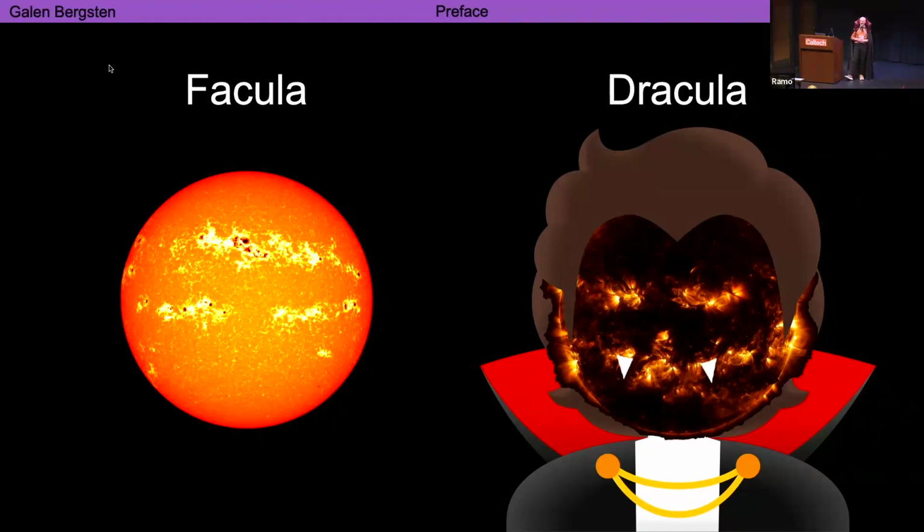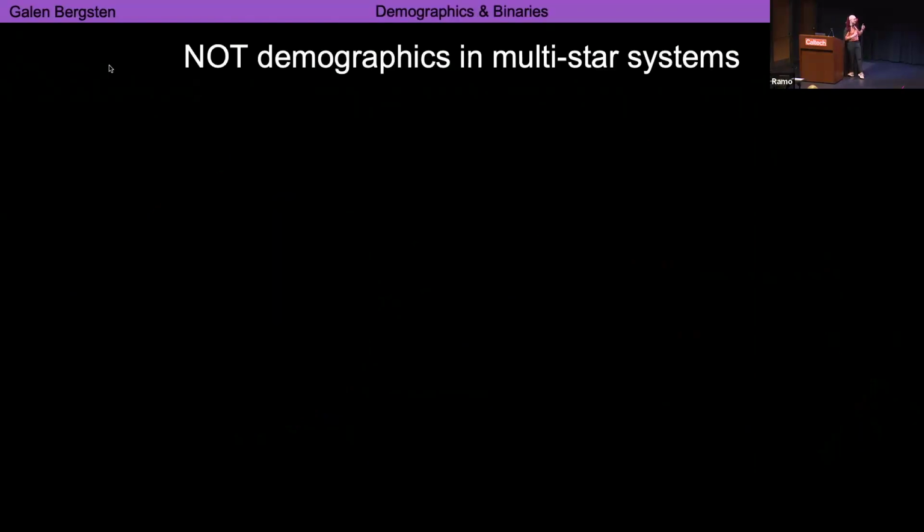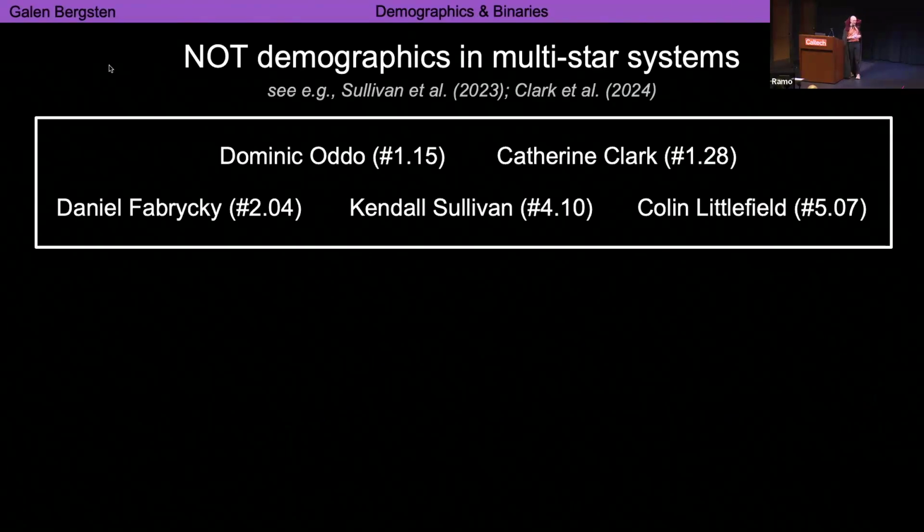Today, I'll be talking about exoplanet demographics and binary systems, but unlike the last speaker, I will not be talking about demographics of planets in binary or multi-star systems. If you want to learn more after that last talk, check out works by Kendall Sullivan, Catherine Clark. They've got posters up this week. There's also some posters from folks like Dom Otto, Dan Fabricki, and Colin Littlefield that you can check out for different aspects of that problem.